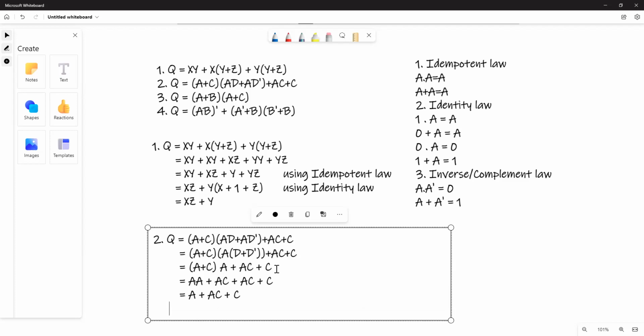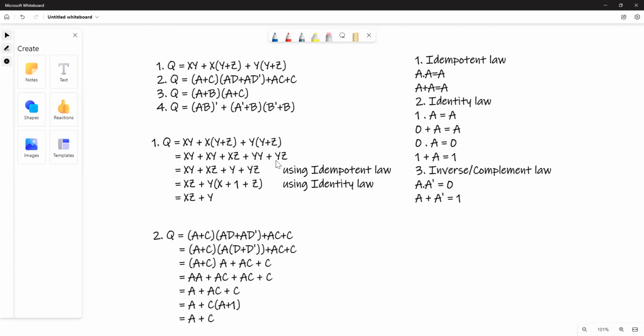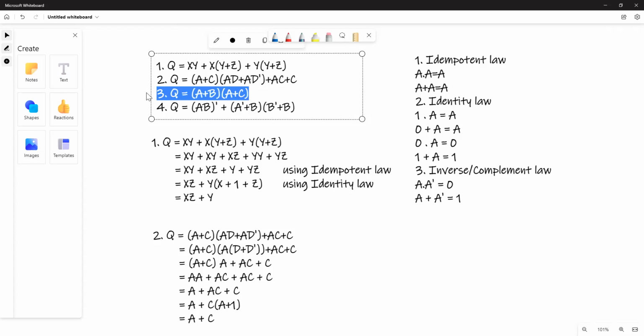Right? Now we know A is here, C is common. So I can say A plus 1, isn't it? Yes. A plus 1, we know it's 1. So the final answer is A plus C. Good that you got the answer. Right? Third one is a very simple one. Let's try to do the third one then.